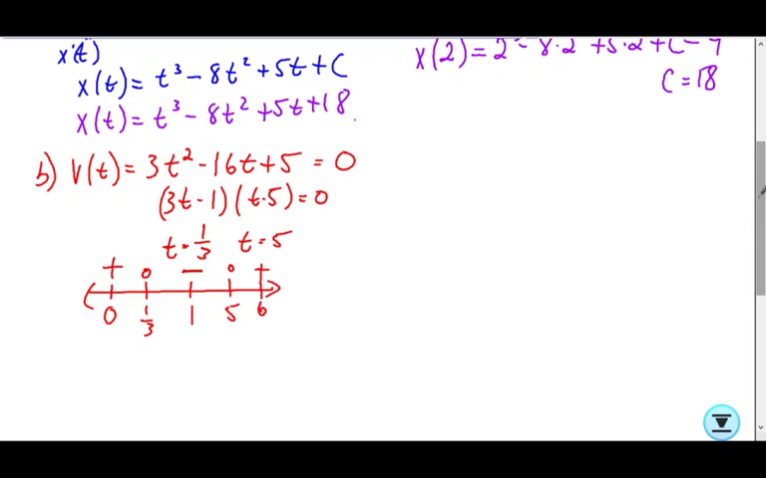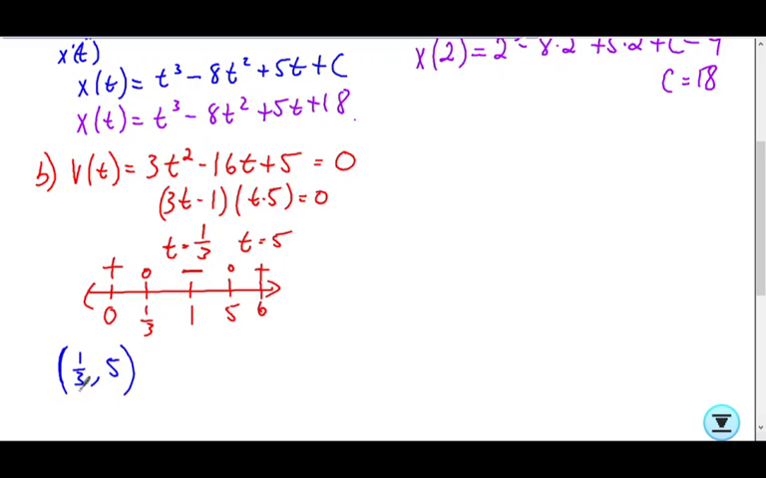Now, I'm going to say that just like in my x and y chart, moving to the right is positive, moving to the left is where it's negative. So the interval that it is moving to the left is from 1/3 to 5.